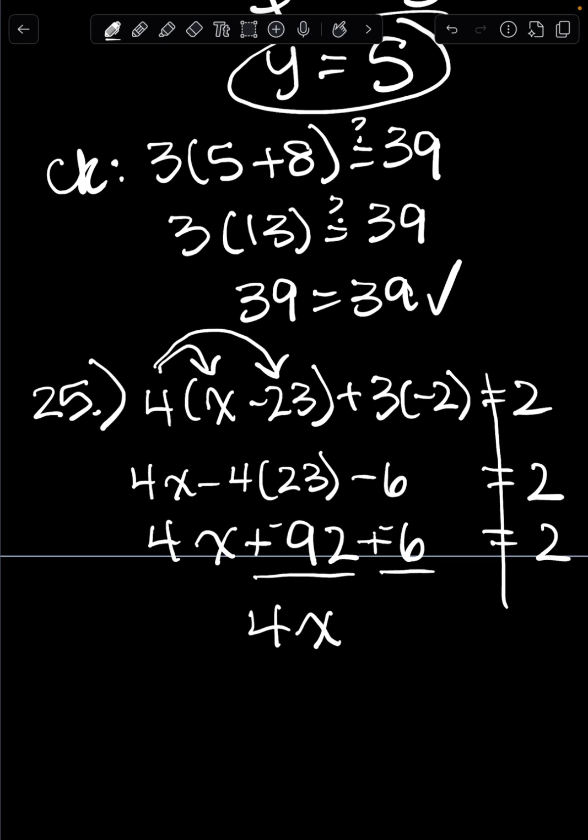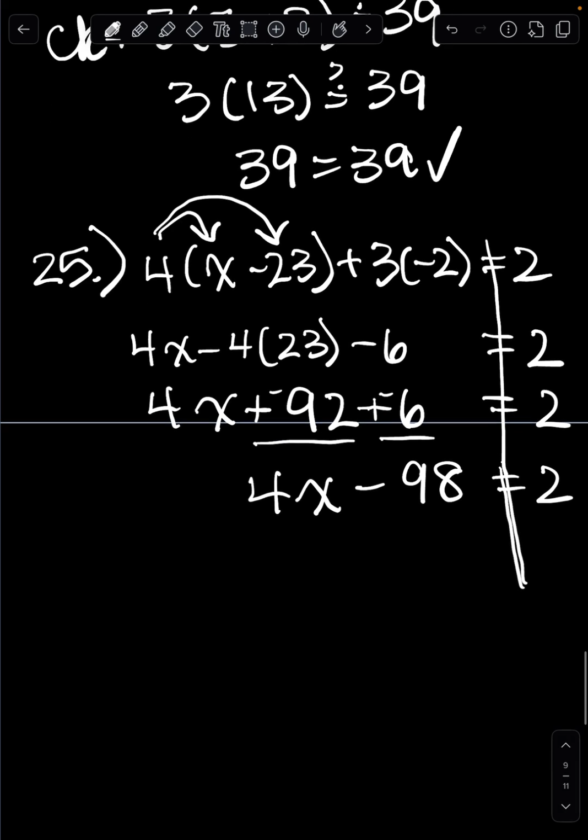Here's another case. Oh, I ended up switching it back to plus the opposite anyway, so I could do this adding. You have the same sign, which means you find the sum. That's going to be 98. And then you keep the sign. Equals 2.